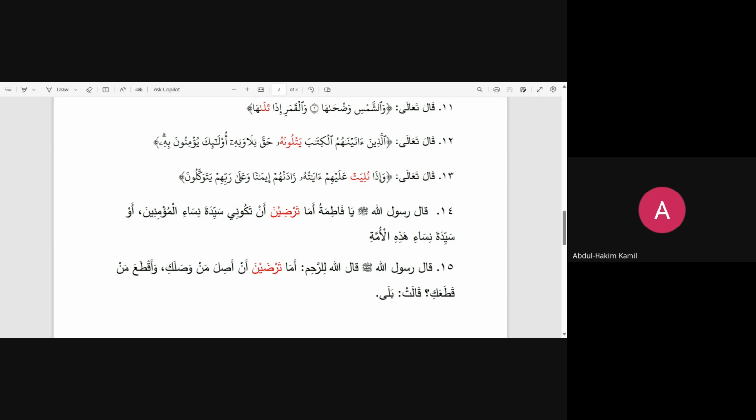Or attach to. Asil man wasalaki. I stay close and attached to the ones that stay close to you. Those that preserve the family tie, I preserve my ties with them.